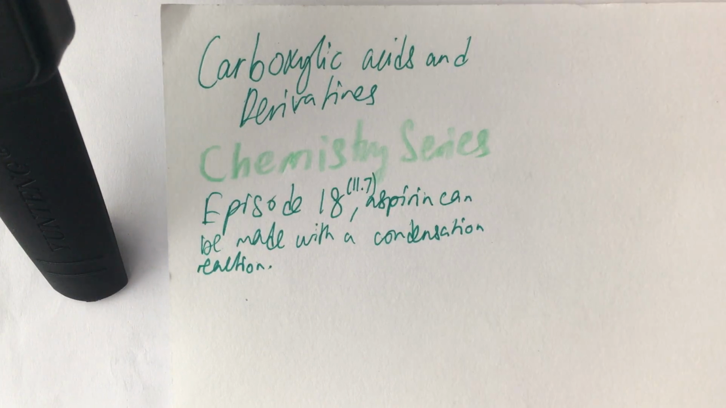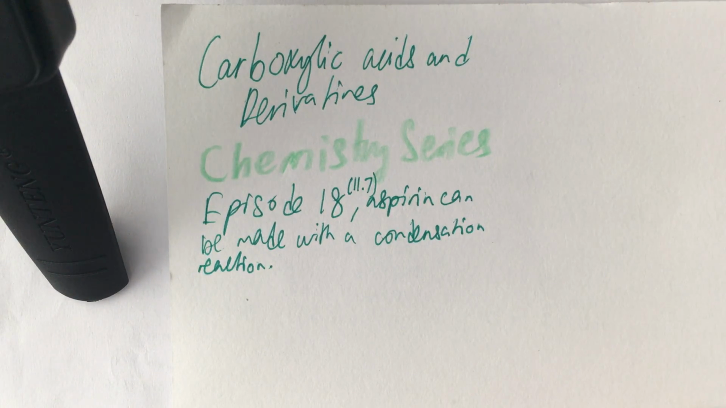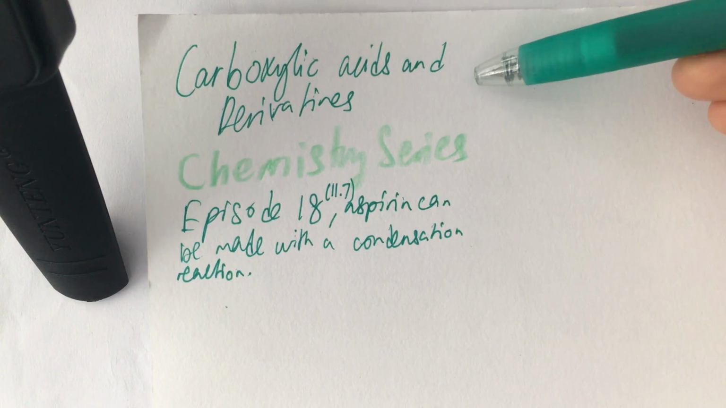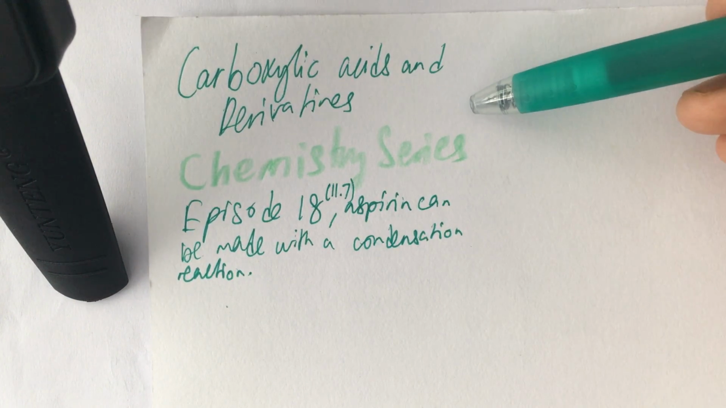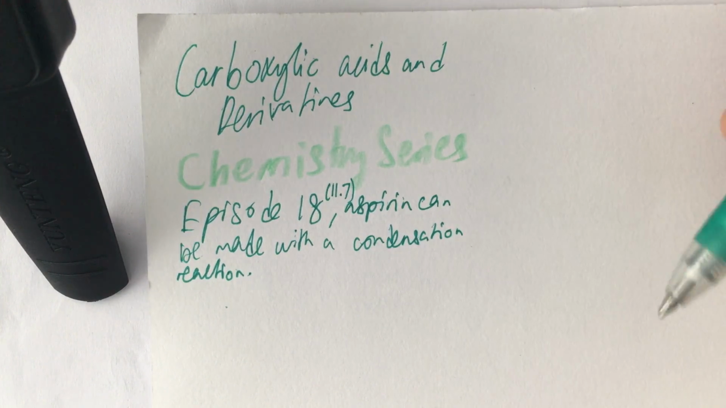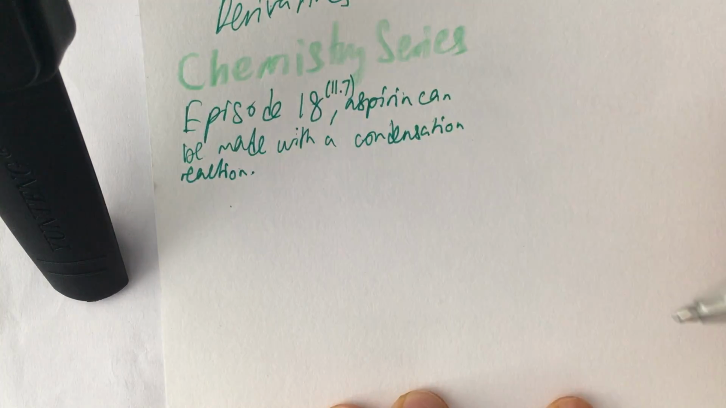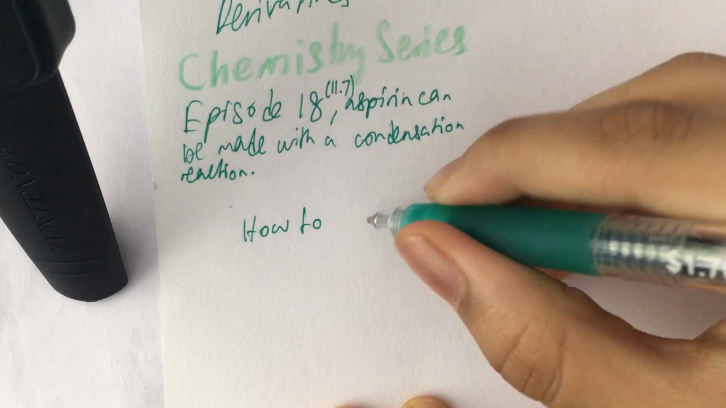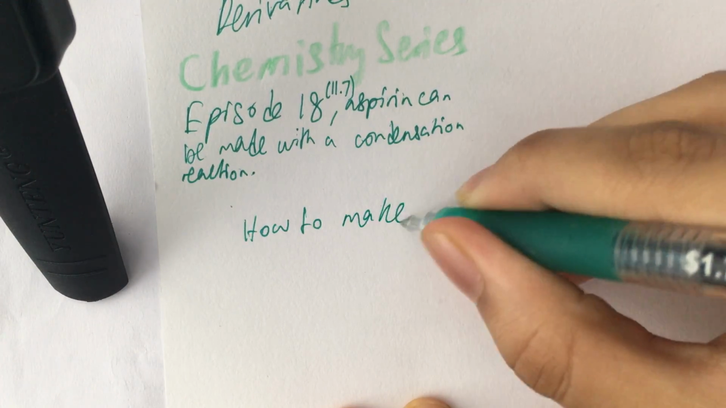Hello everyone, welcome back to Alkaline Hydroxide 784, and today in the chemistry series we'll be looking at carboxylic acids and derivatives. So what this is referring to is carboxylic acids, acyl chlorides, and esters. So let's just go into the learning outcomes.